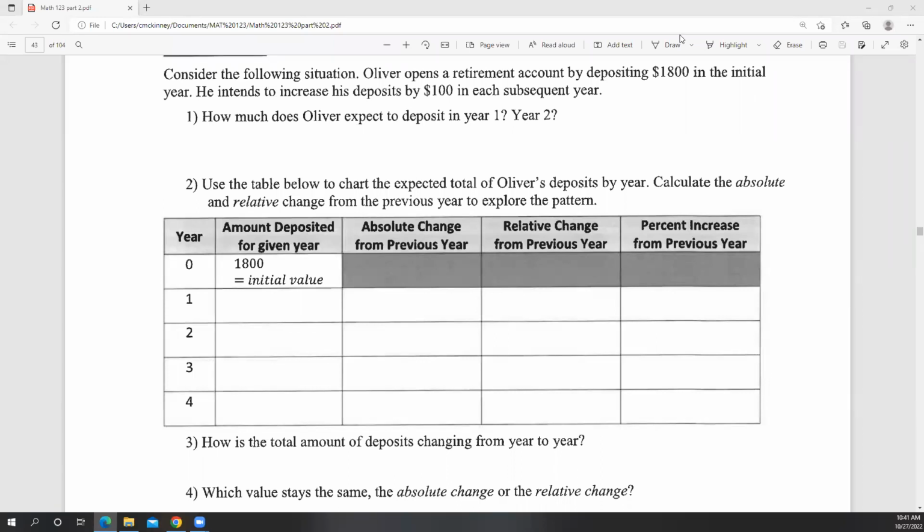So here, Oliver is going to open a retirement account and deposit $1,800 the first year. After that, he wants to increase his deposits by $100 each subsequent year. So what we're talking about as the opening deposit, that's like year 0. Then year 1, year 2, etc. Notice how they put it in the table already, as the starting amount, the year 0.